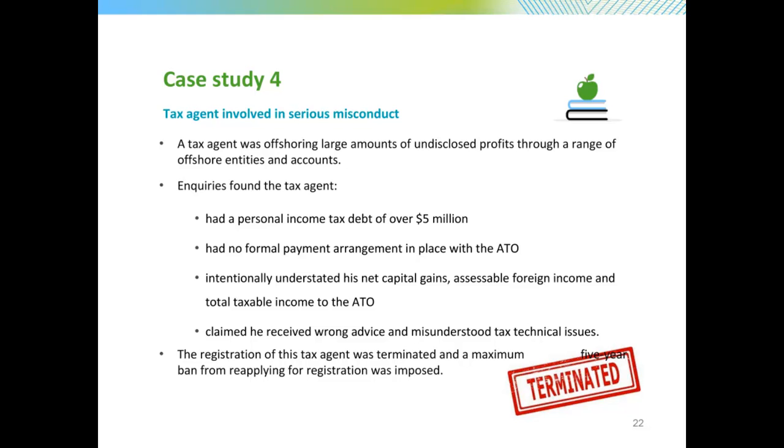Let me take us to the point about making a complaint to the TPB. This is a way that you can help us to maintain the integrity of the tax and super system by letting us know if you see people who are not doing the right thing.